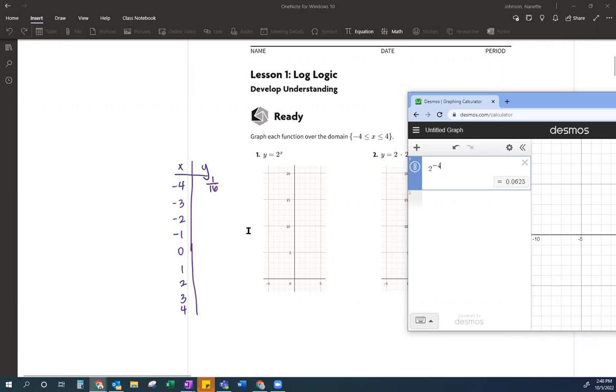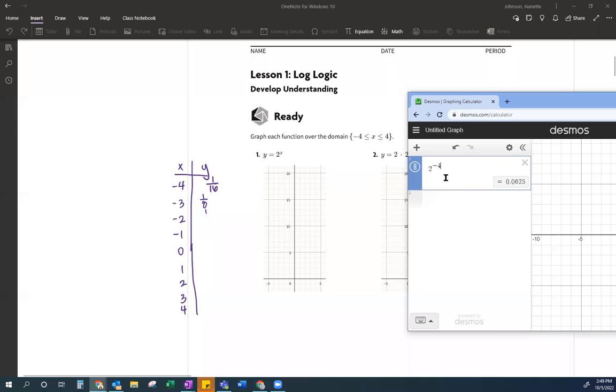And then same with -3, that's just going to be 1/8. And then this is going to be 1/4. This is going to be 1/2. Anything to the 0 is 1. This is 2, 4, 8, 16. So you can see that this goes really, really small, and then all of a sudden it hits, and then it grows super quick, right?